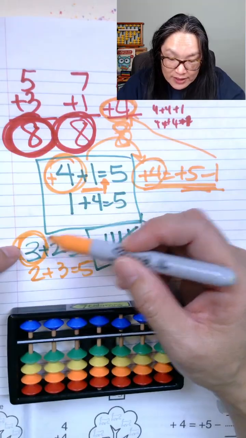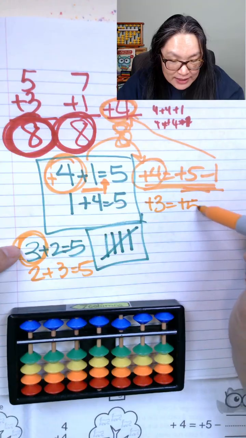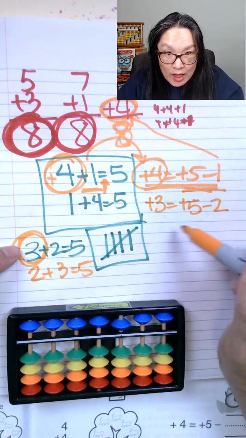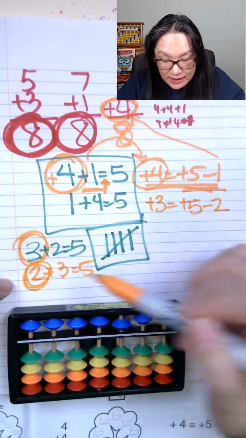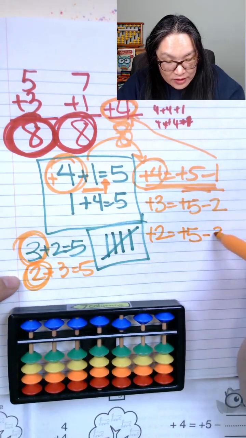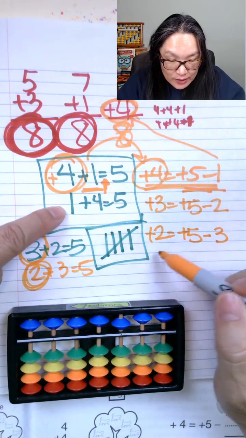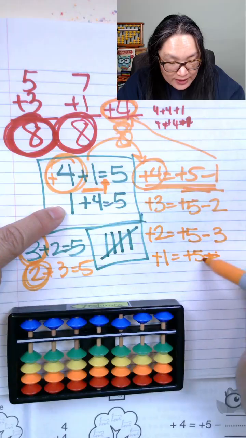I'm going to have plus 5 plus 3 is equal to plus 5 minus 2. Same concept, but a different number. Let's isolate this variable. Plus 2 is equal to plus 5 minus 3. And then the last one is plus 1 is equal to plus 5 minus 4.